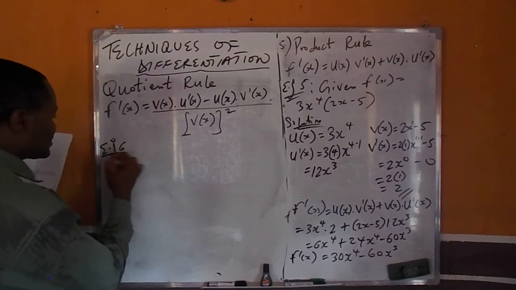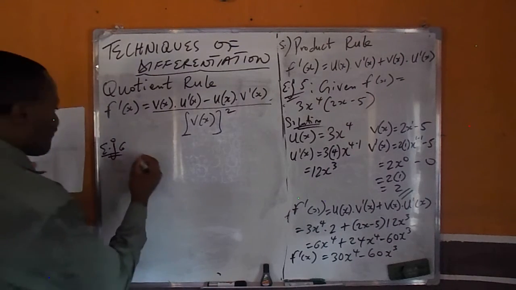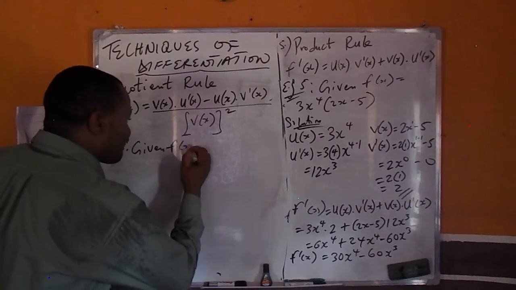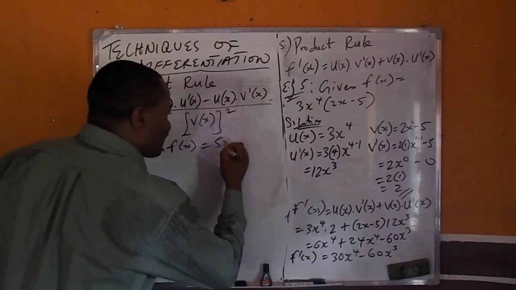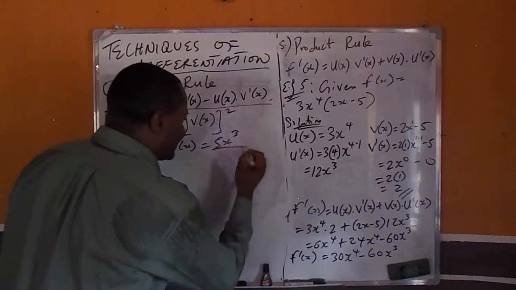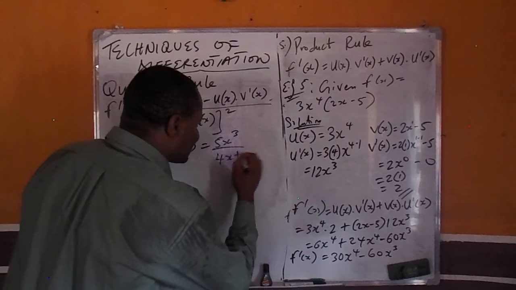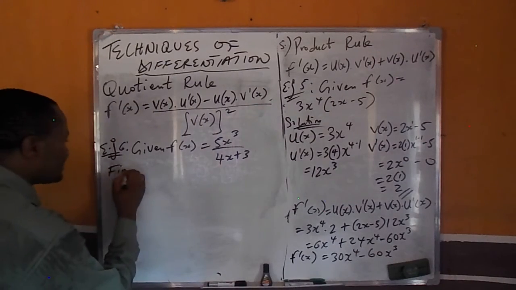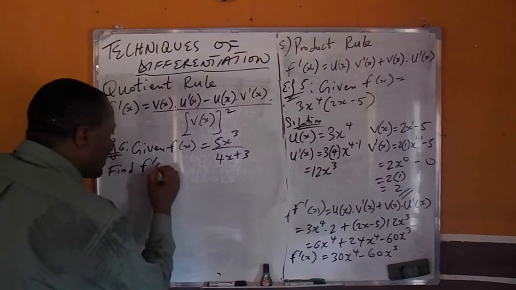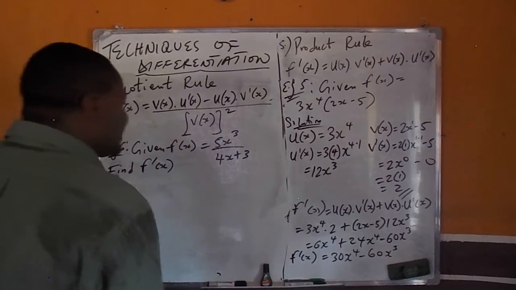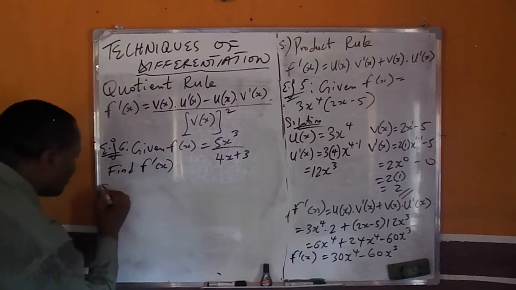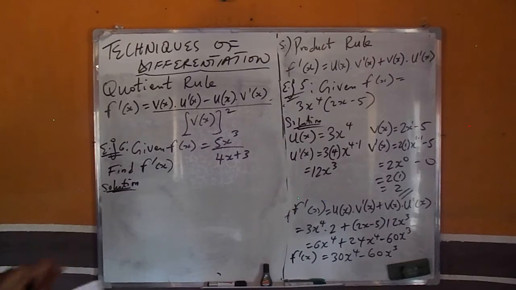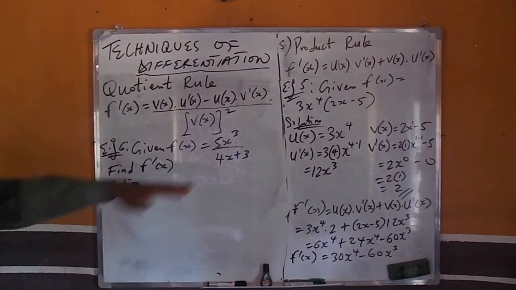E.g. 6. The question says that given f of x equals to 5x raised to power 3 divided by 4x plus 3, find f prime x. This is the question. Now we want to solve this question. Solution. Given f of x equals to, we see that it is a quotient, it is a division.